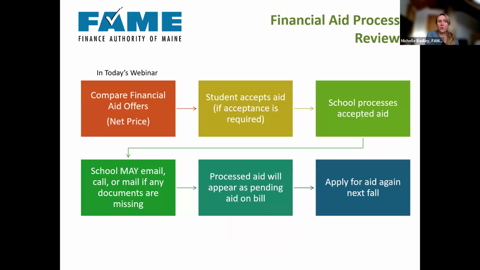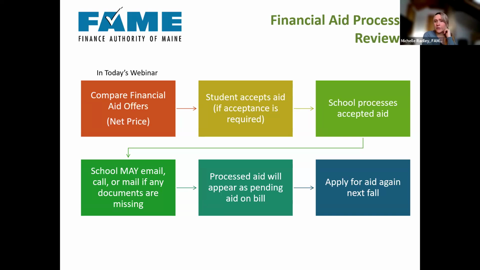So today's webinar, we're going to be talking about specifically the comparing financial aid offers part of the process. So again, that's typically after they've received all these different offers, they want to sit down and compare them one-on-one to see really what they're being offered and what is the most manageable and makes the most financial sense for themselves and their families.